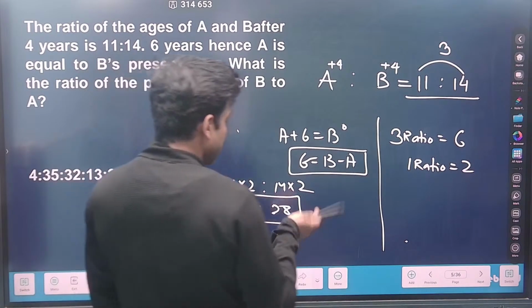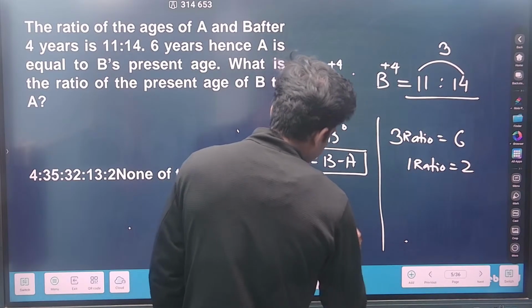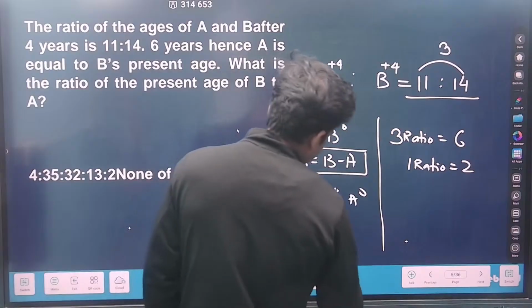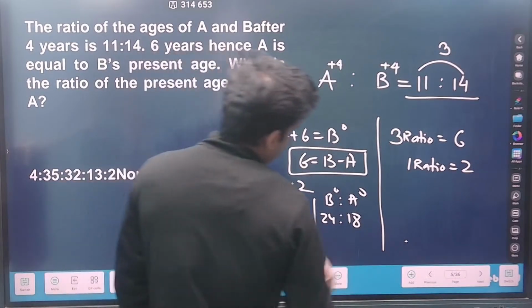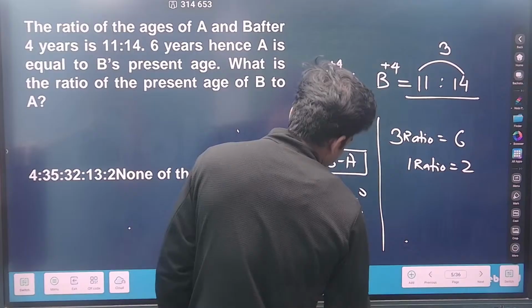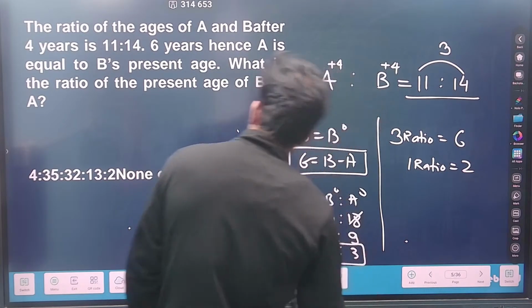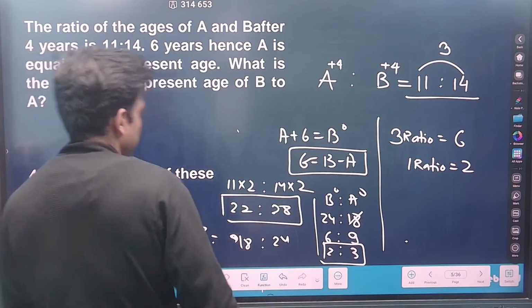You need to figure out B is to A. So basically B's present age is to A's present age would be the inverse: 24 is to 18. Then this would be 9 is to 6, which is again 3 is to 2. So the answer is 3 is to 2. Okay, fine.